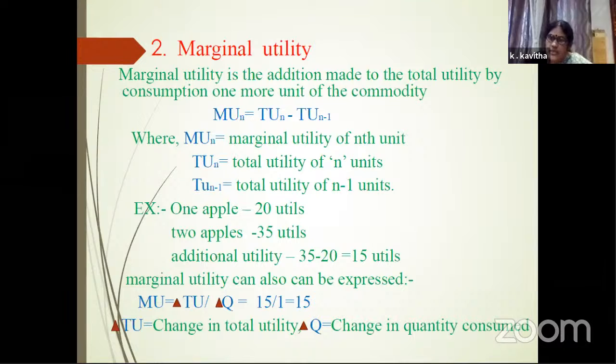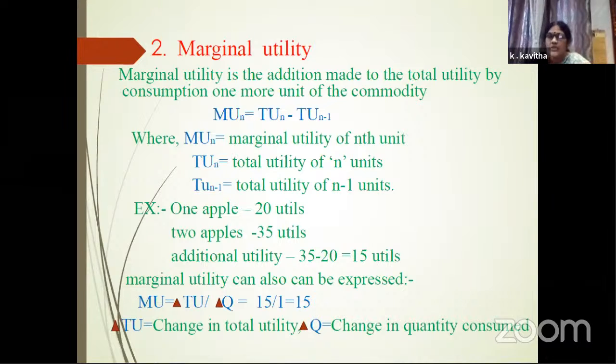Here we get 20 utils of utility from the first apple, and if you use a second apple you get 35 utils from the second. The difference between the first one and the second one is the addition we get by using the second apple. So 35 minus 20 is 15, the second unit's addition. That is called the marginal utility.